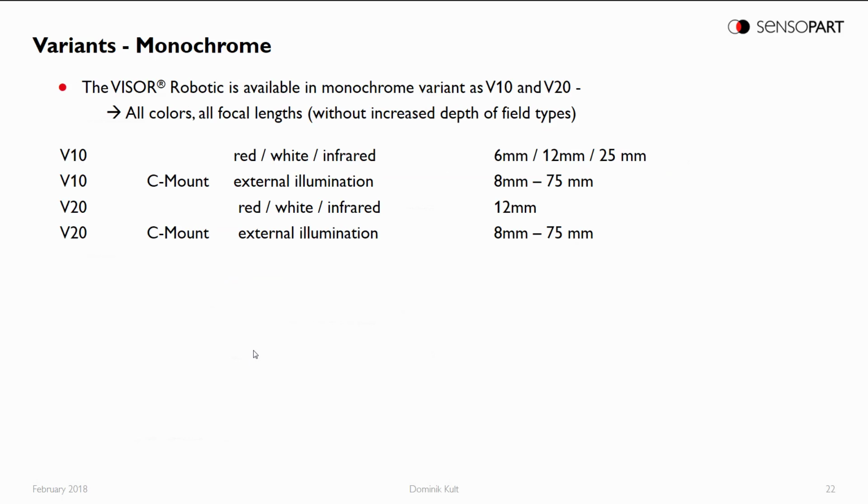Okay, the available variants are all monochrome devices. So we have V10 and V20 with the internal red, white and infrared with 6, 12 and 25 millimeters. And we also offer both C-mount types, so it depends on your C-mount length. We can offer a focal length from 8 to 75 millimeters.